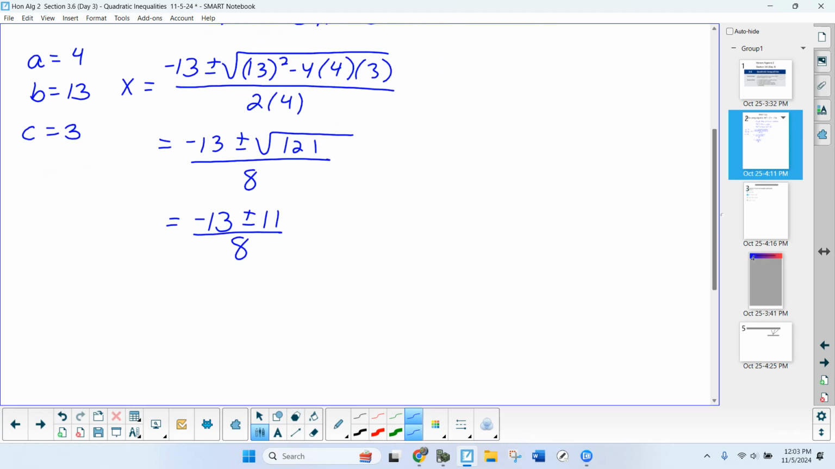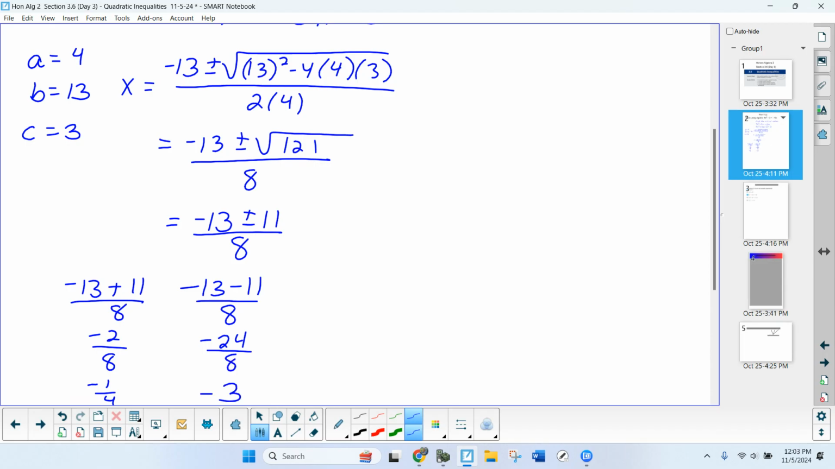So that's negative 13 plus 11 over 8, or negative 13 minus 11 over 8. What's negative 13 plus 11? Negative 2. And what does negative 2 over 8 reduce to? Negative 1/4. Over here, what's negative 13 minus 11? Negative 24. And what does negative 24 over 8 reduce to? Negative 3. There are her two critical values. Are you guys okay with the quadratic formula?